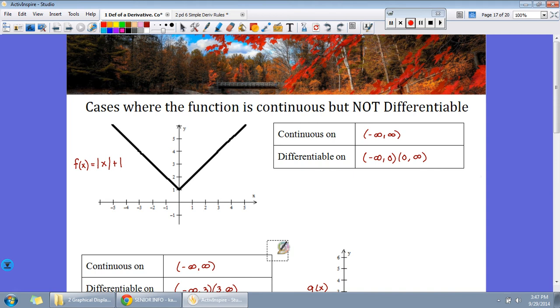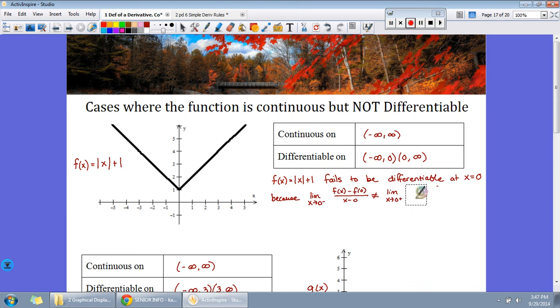Now we're going to look at three cases where the functions are continuous but not differentiable. The first one we have is f of x equals the absolute value of x plus 1, and this is not differentiable at 0 because the limit as x approaches 0 from the left of our derivative, which equals -1, is not equal to the limit as x approaches 0 from the right of our derivative. We call this a sharp corner.